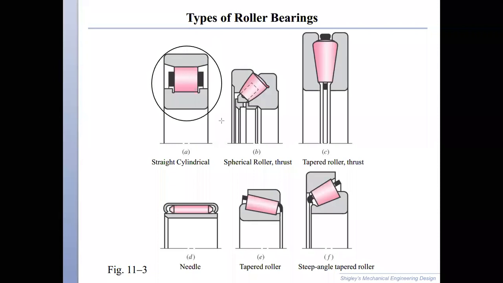For example, this straight roller bearing, or cylindrical roller bearing, can only take radial load but not axial load, or not as much axial load. This one is a spherical roller bearing. This one can take thrust load as well as radial load. But I leave this on you. I've already given this as an assignment to you.